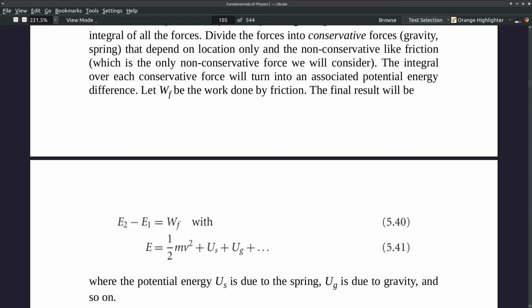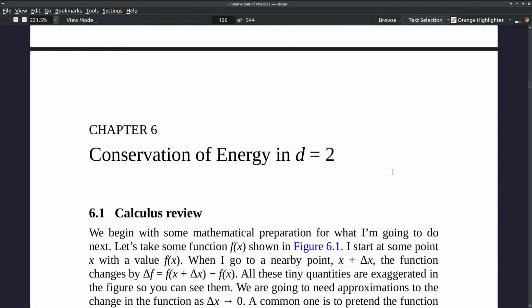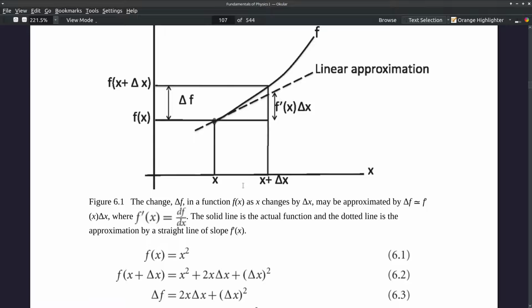All right. Excellent recap. Well, there we go. We are now on chapter 6 for next week or whenever we pick back up on this. We will be doing conservation of energy in D equals 2. And then we'll start with a little calculus review there.